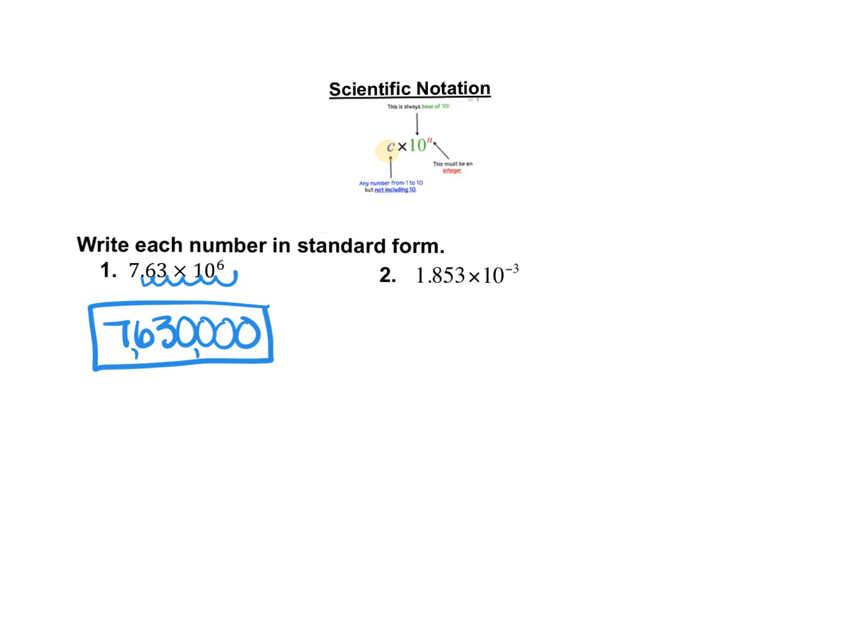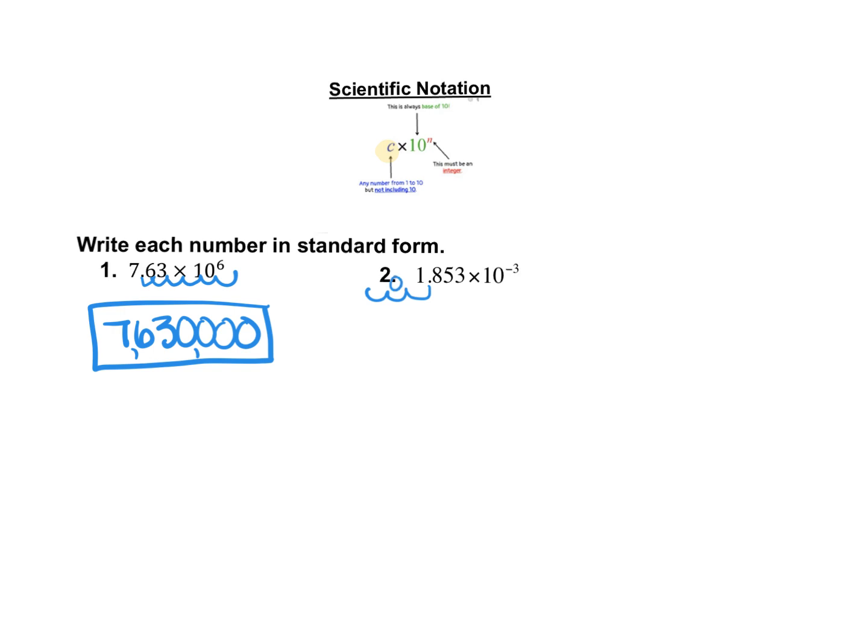Now, when you write a number in standard form and you have a negative exponent, that's like you're dividing by 10 that number of times, and you're moving the decimal place to the left. So in this case, we have 1.853 times 10 to the negative 3. Well, what that means is that we're going to move 3 places to the left.